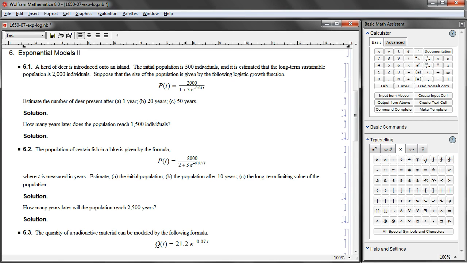This time, let's set up an equation and solve for t. How many years later does the population reach 1,500 individuals, which means P of t is equal to 1,500. So this expression has to be equal to 1,500, and we have to find out the t value. That's an equation, an exponential equation.